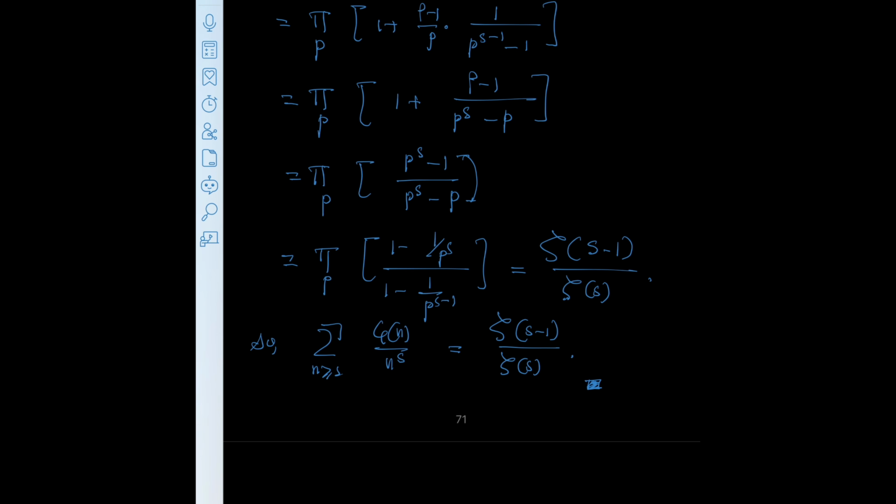Yeah, so these are the nice formulas about the Euler totient function. There are many more, but at least these are nice.